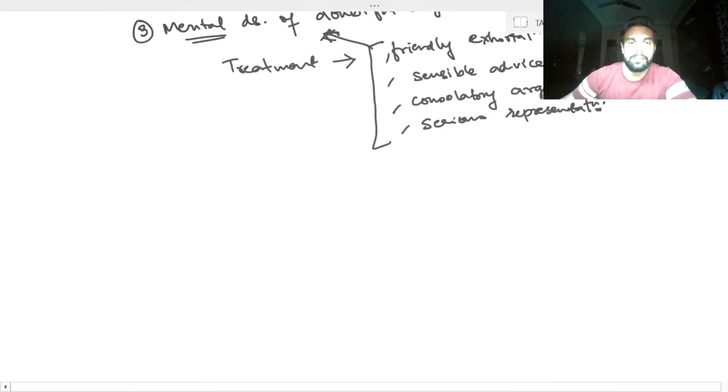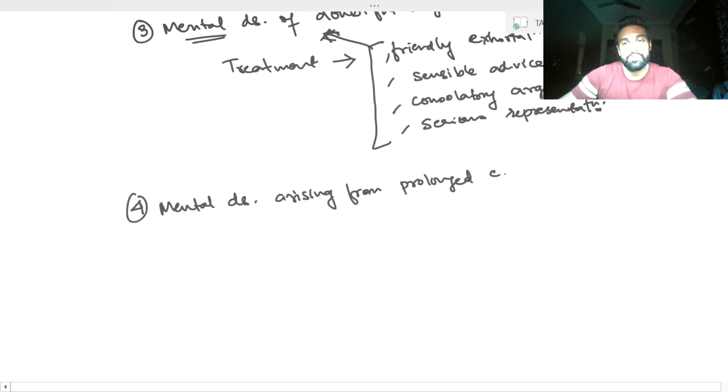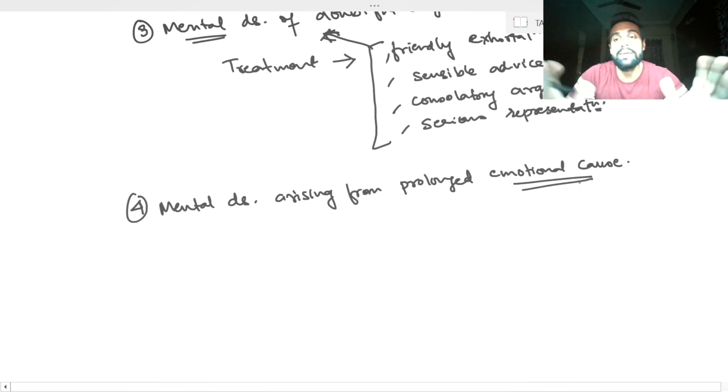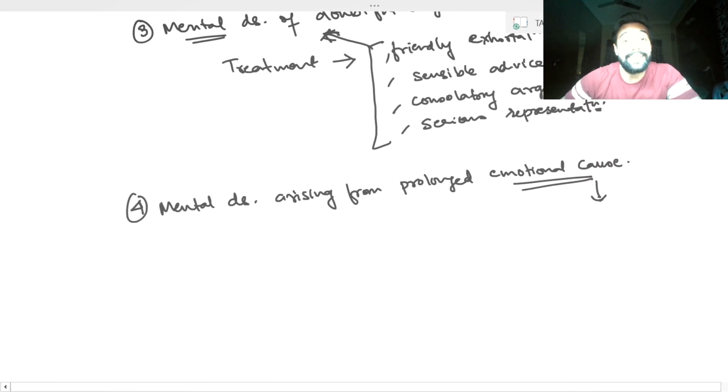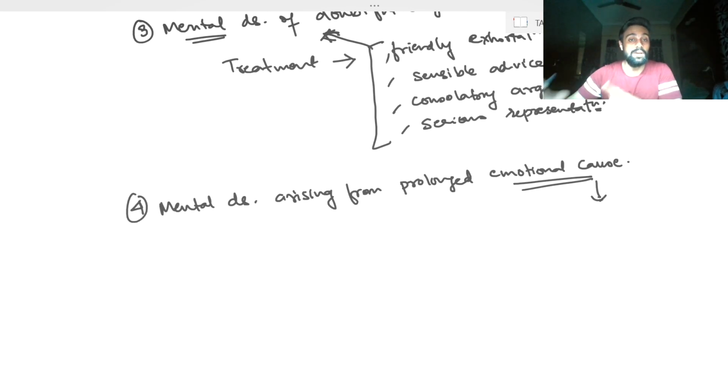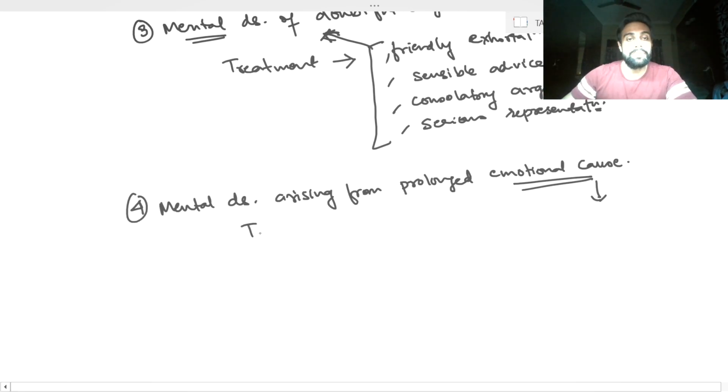Now the fourth type of mental disease, which is mental diseases arising from prolonged emotional cause. The mental diseases arising from prolonged emotional cause, like continuous anxiety, continuous worry, vexation, fear, fright. These are the emotional causes that, when the body is exposed to them for a prolonged period of time, mental disease will occur. So what is the treatment for this type of disease?